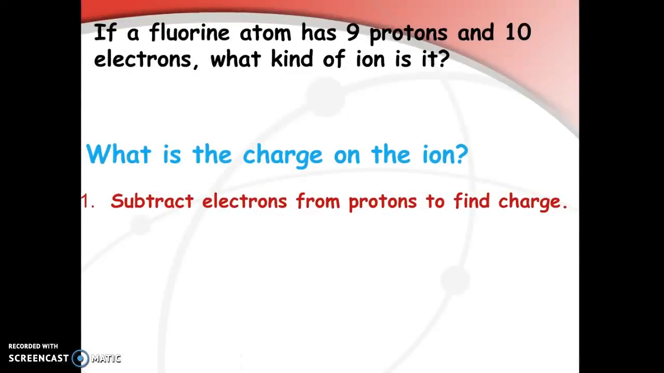Okay, so we're going to practice now that your notes are completed. So if you have 9 protons and 10 electrons, what kind of ion is it? So you can either subtract the electrons from the protons to find the charge, or the way I like to do it, I say, which one has more? There are more electrons. How many more? 1. So there's 1 more electron. What charge does an electron have? It's negative. So your charge of that fluorine atom is -1 because you have 1 more negative than you have positives. So there's 1 negative guy without a buddy.